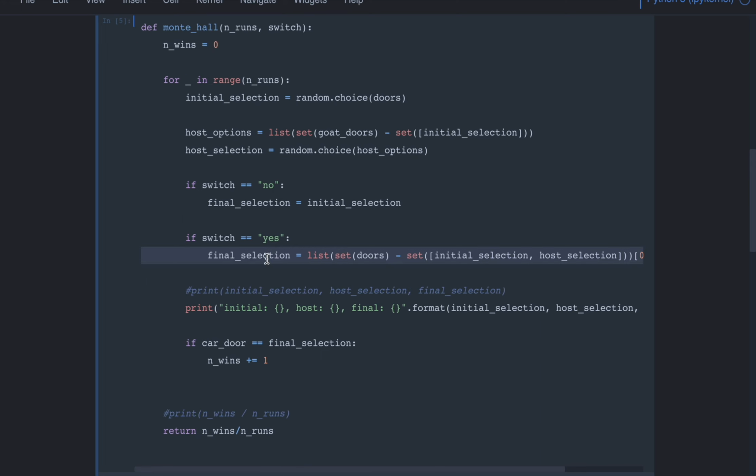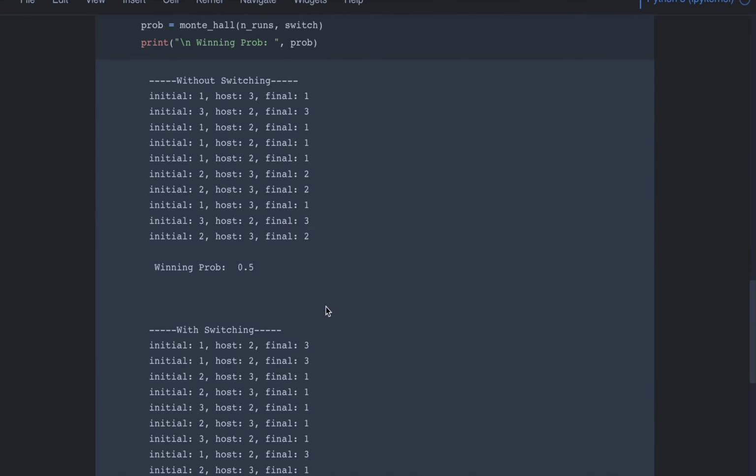So for example, to explain this, let's say our initial selection is 1, the host has selected 2, and then the host gave you the option, hey, do you want to switch or not? Now our initial option is 1, so we are not remaining with that, and the host already disclosed there is a goat behind 2, which means there is only one option left, right? So our one and final option is door number 3.